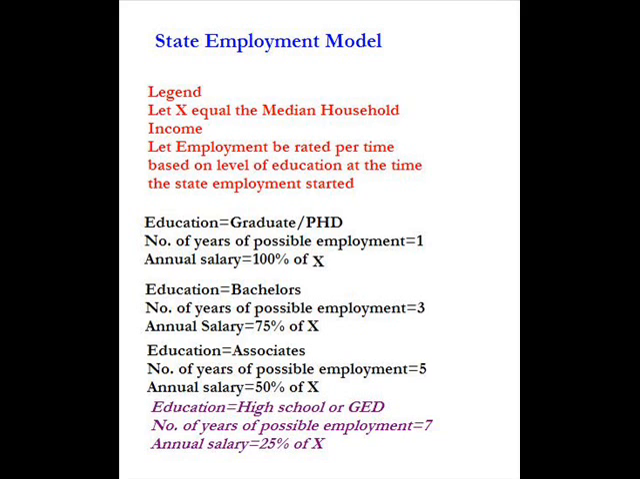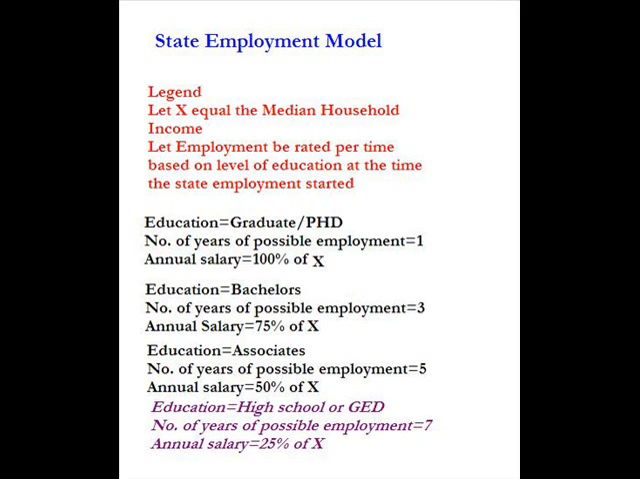Now, to break it down, first of all, we look at the graduate and the PhD. These individuals, if they enter employment as a graduate or a PhD recipient, can only work for the state for 1 year, and their annual salary will be 100% of X, or the median household income. The bachelors, at the time of entry, can only work for 3 years, and their annual salary will be 75% of the median household income.